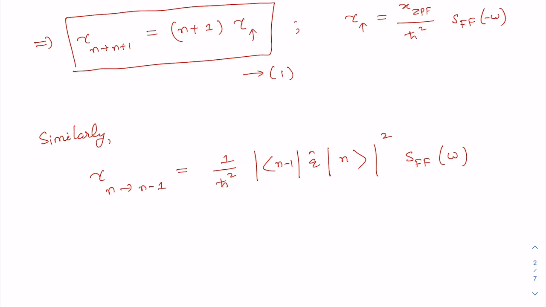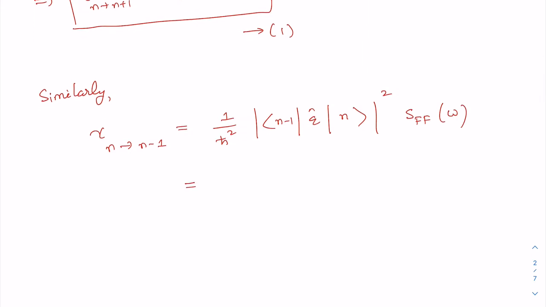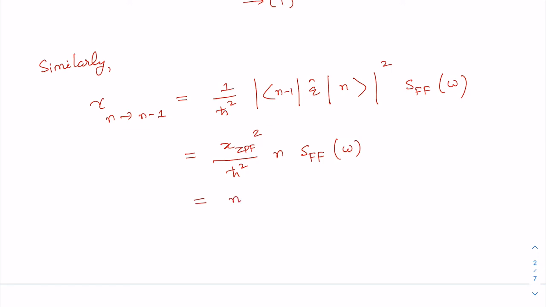Because you see that here omega is equal to En minus En minus 1 by h cross, and harmonic oscillators are equally spaced, so this is a positive frequency. So therefore we have to write here plus omega. Okay, and similarly if you evaluate it, you will get it as x 0 point fluctuation square divided by h square n SFF at plus omega. Okay, or I can write it as n into gamma. Now we are going in the downward direction, gamma. So therefore we have another formula, n to n minus 1.